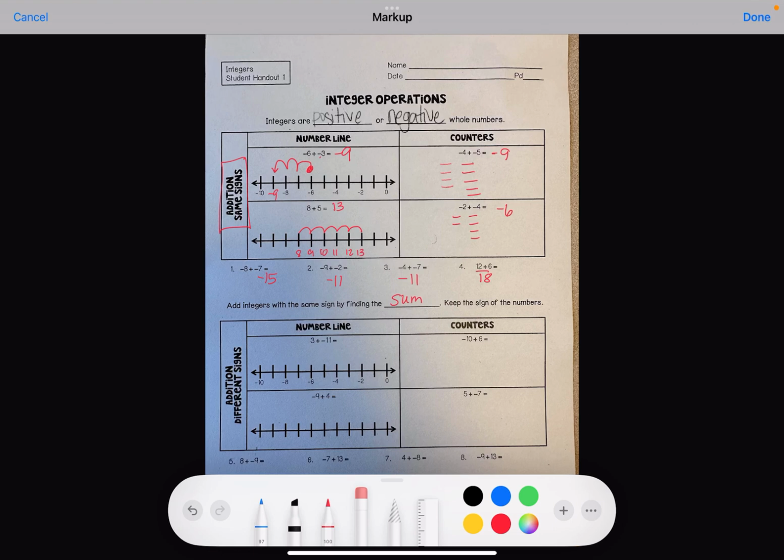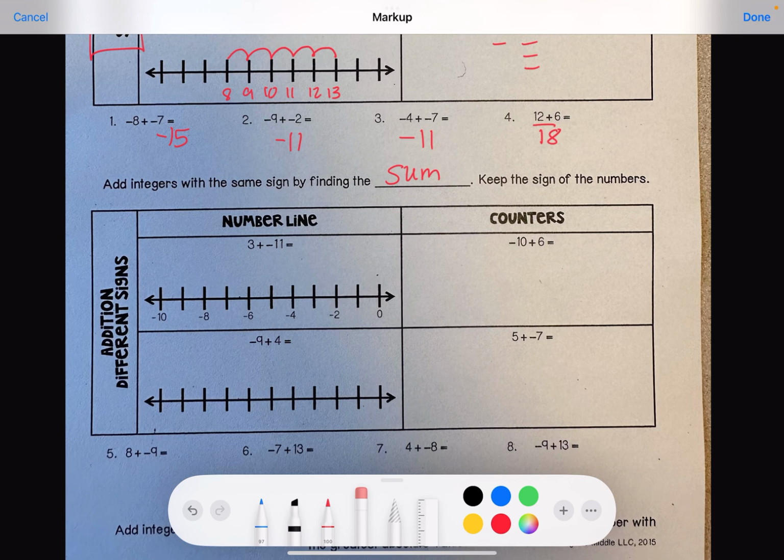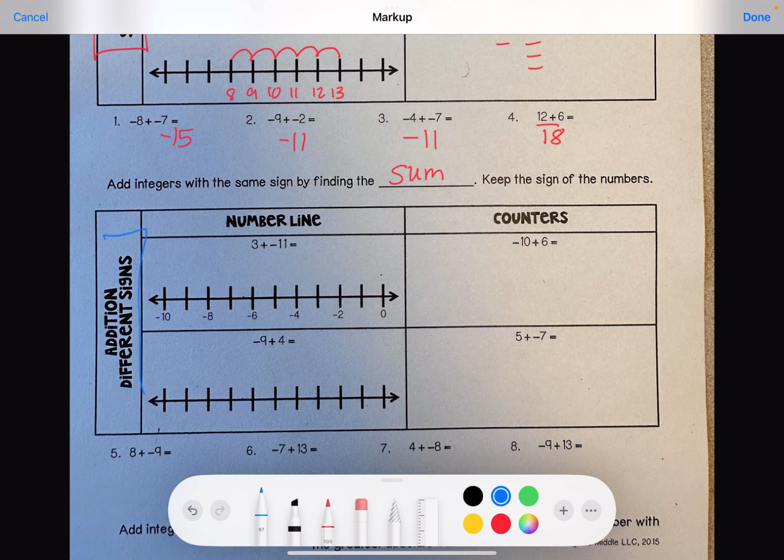Now we're going to move on to addition when the signs are different. We're going to add when the signs are different. So the first one, we're looking at the number line here. We have positive 3 plus negative 11.